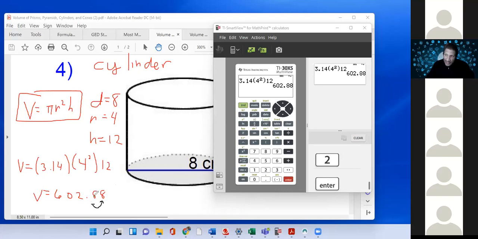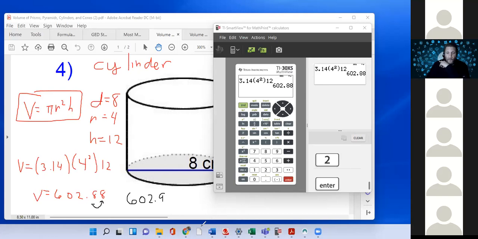Above. This 8 becomes a 9. So if we were rounding off to the nearest tenth, it would be 602.9. Okay, 9 tenths. Is everybody gonna understand that?